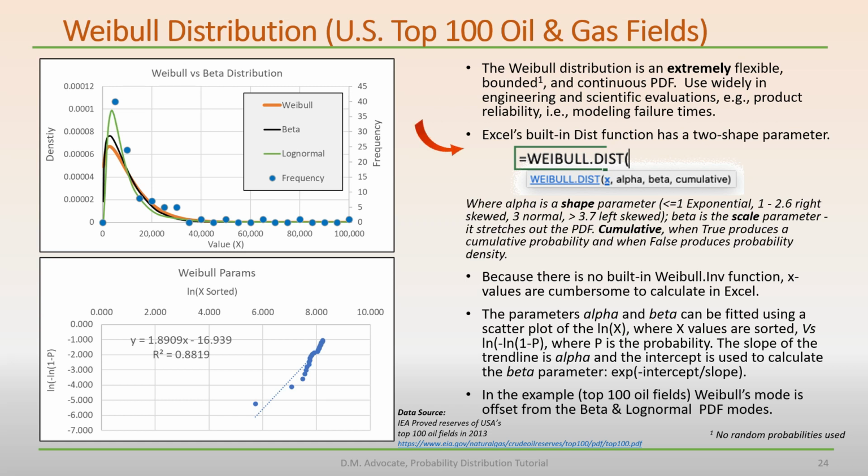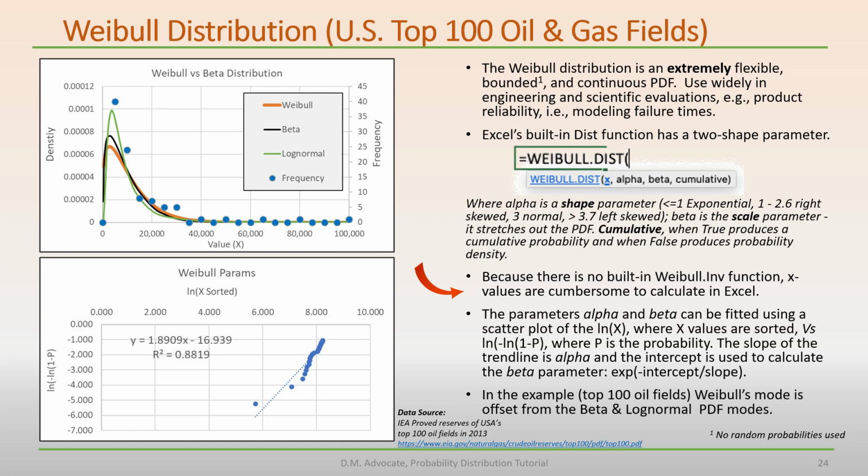Excel's built-in Weibull.dist function has two shape parameters, alpha and beta, where alpha is a shape parameter, where less than or equal to 1 makes an exponential curve, between 1 and 2.6 is a right skewed distribution, and 3 is normal, and greater than 3.7 is left skewed. Beta is the scale parameter. It stretches out the PDF. Cumulative, when true, produces a cumulative probability, and when false, produces a mass density plot.